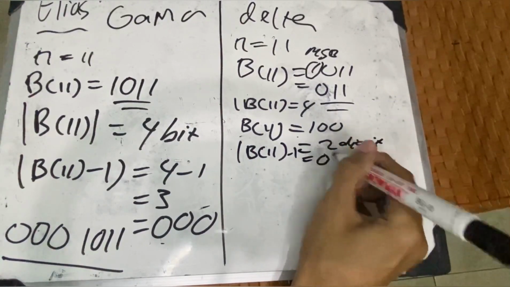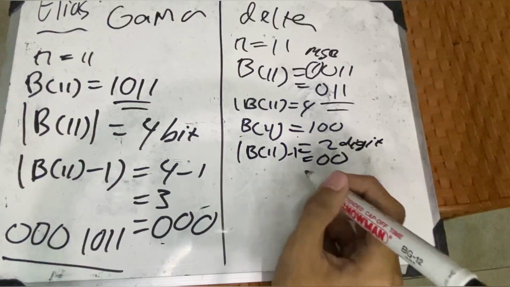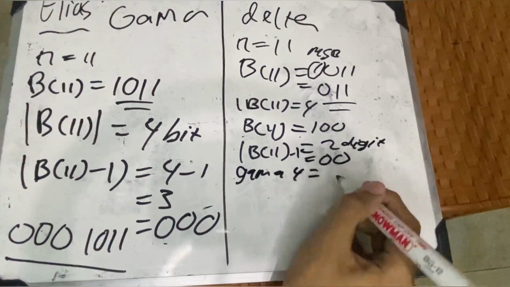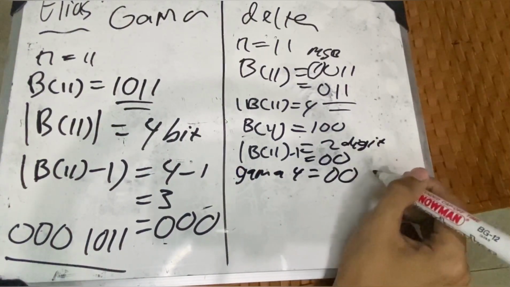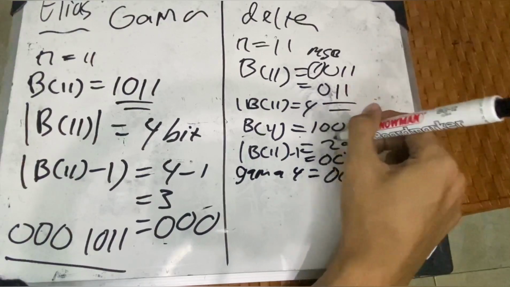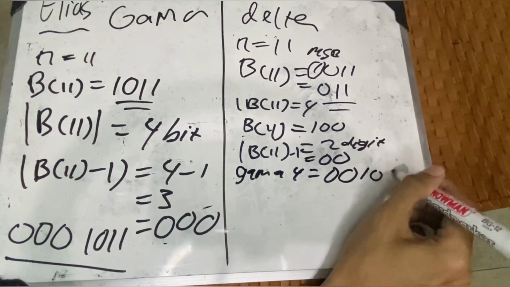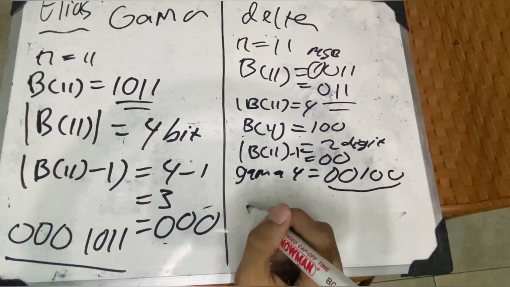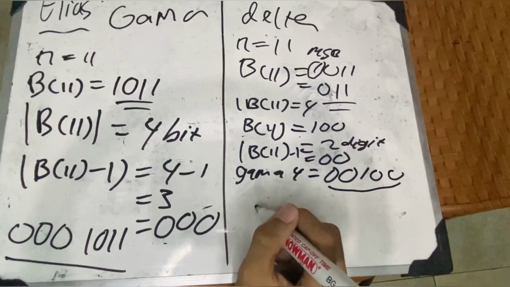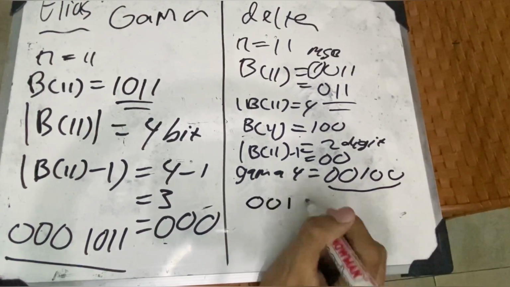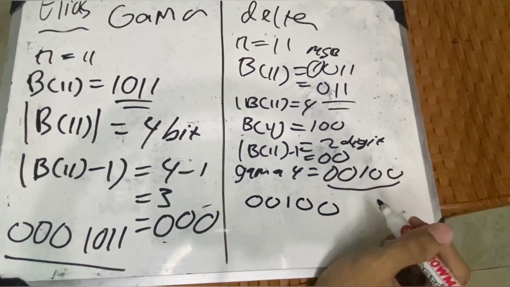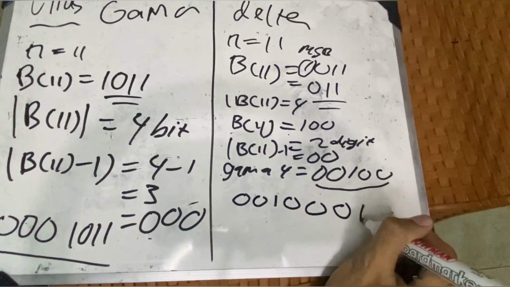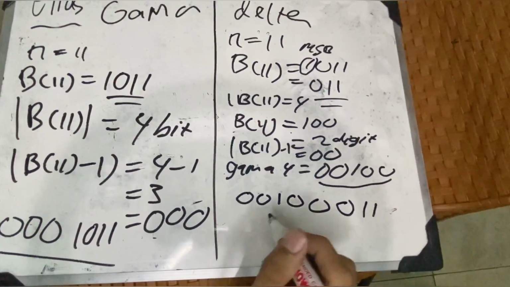It's equal to 0 0. So we get the gamma code. Gamma of 4 is equal to 0 0, and this one, the binary of 4, 1 0 0. Let's set this value. We will write it on the left side, the first one 0 0 1 0 0. Now we can write the value that we saved first, 0 1 1. That was the delta encoding.